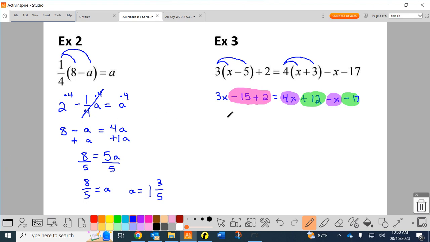Here we go. We're going to combine the two right here. What is it that you get when you combine the negative 15 and the positive 2? Minus 13.